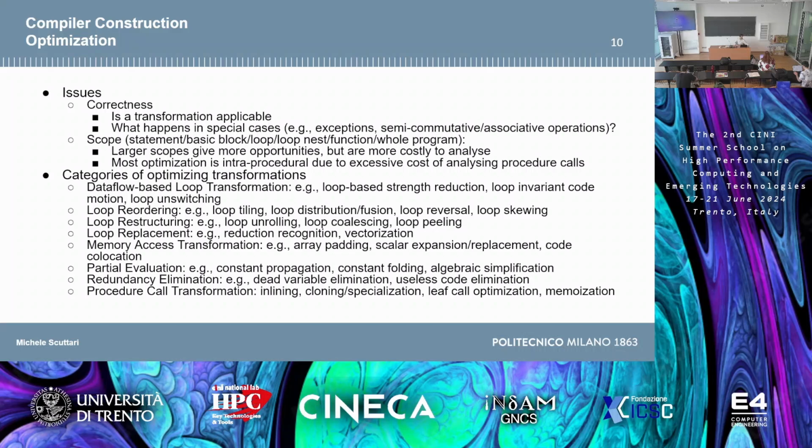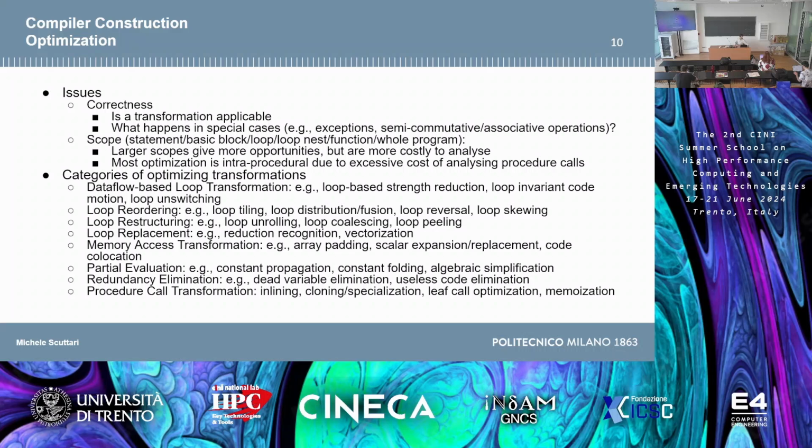An overview of optimizations. Data flow-based loop transformation. This is a category of transformations that try to optimize the behavior of loops by taking advantage of the fact that some of those computations are really not that loop dependent, or they are performed implicitly. Part of them can be performed implicitly by the loop itself. The typical example, aside from loop invariant code motion, which just takes a loop invariant and computes it first outside the loop, is loop-based strength reduction.